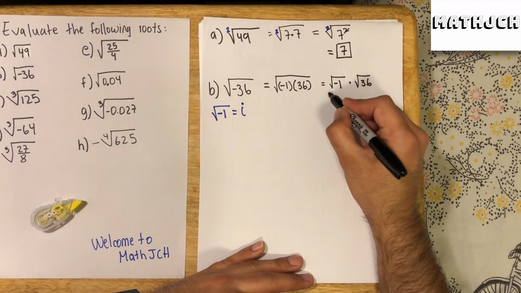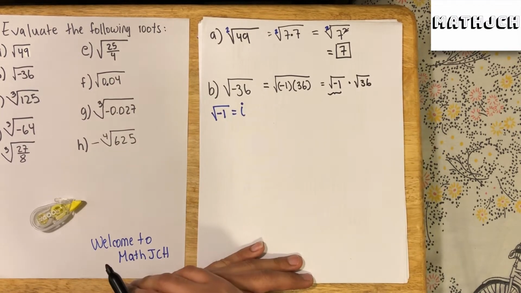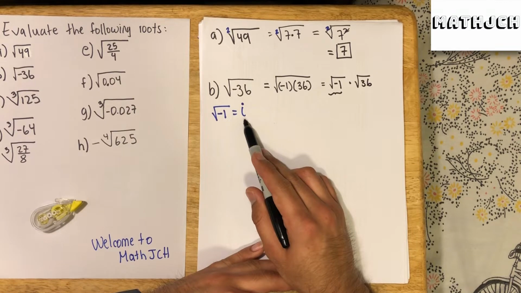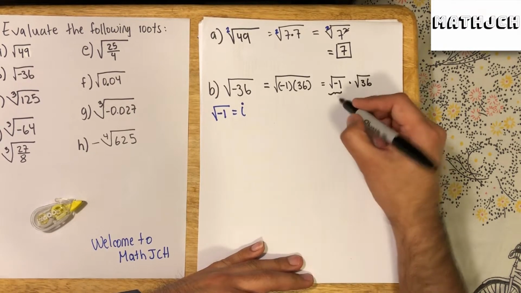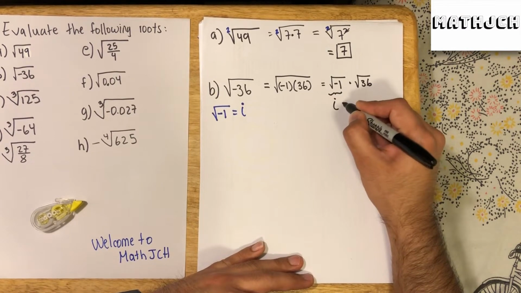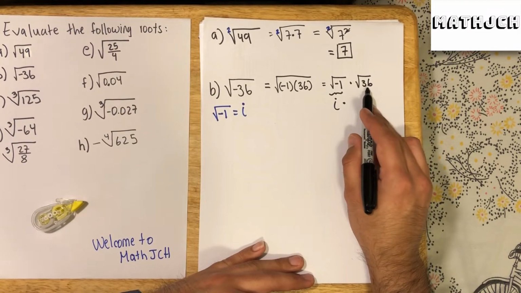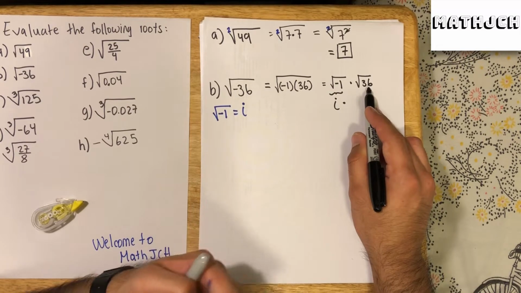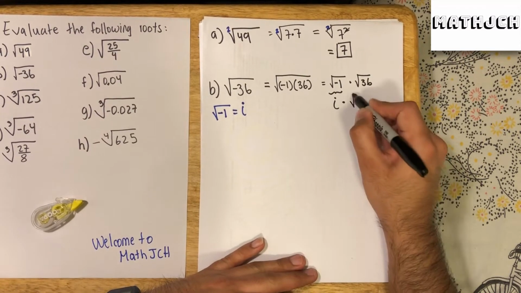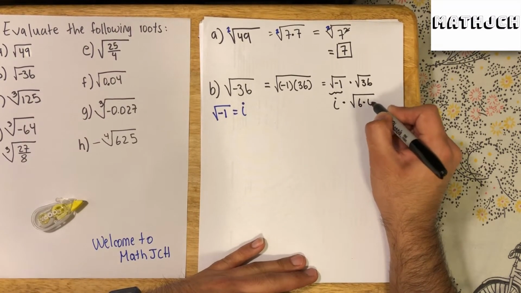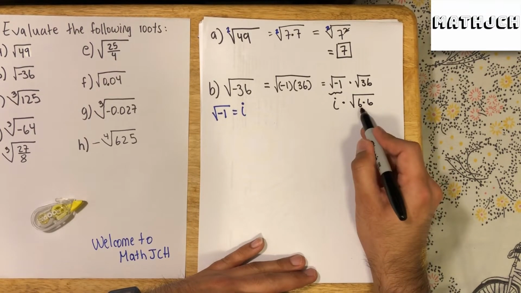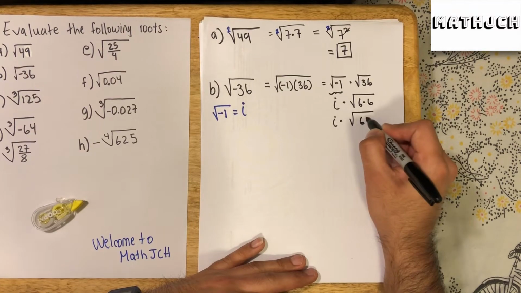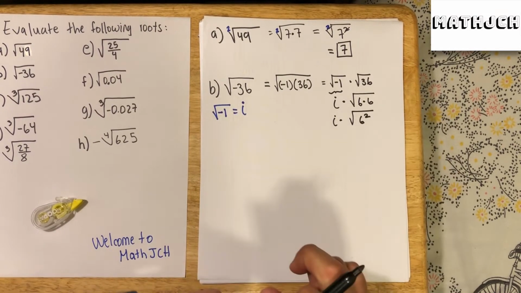Now notice, we have a square root of negative 1 here. That means that we could substitute it with the letter i, which means imaginary number. So that will be i times, now the square root of 36, as you might know, it will be 6. But why? Because 36, I could rewrite it as 6 times 6. And 6 times 6, I could also rewrite it as 6 to the power of 2.